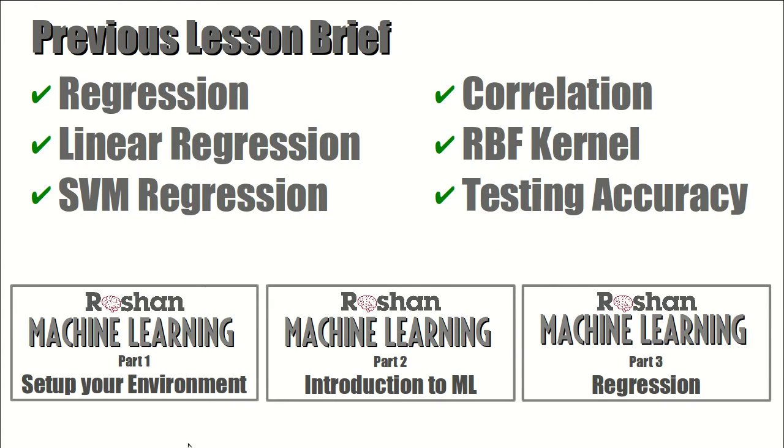In the previous lessons, we've talked about setting up your environment, which covers setting up your development environment on Amazon Web Services. Second part, we talked about an introduction to machine learning, and we covered classification using KNN function. And the third part, we talked about regression, where we covered linear regression, SVM regression, measuring correlation, RBF kernel tuning, and finally testing accuracy.